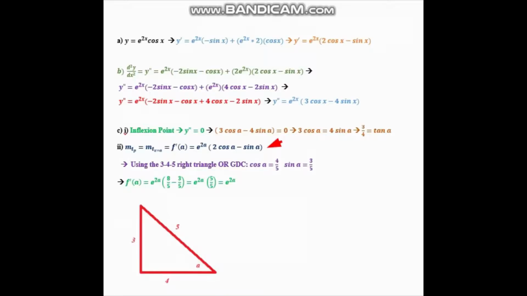2 cosine A is 2 times 4 over 5, so I get 8 over 5, minus sine A, which is 3 over 5, so that's what I've written right there, and the e to the power of 2a remains as is. 8 over 5 minus 3 over 5 gives me 5 over 5, which is 1. Hence my final answer is e to the power of 2a. So take a minute to copy this down if you will. This concludes our question and this video. I hope you have found it useful.